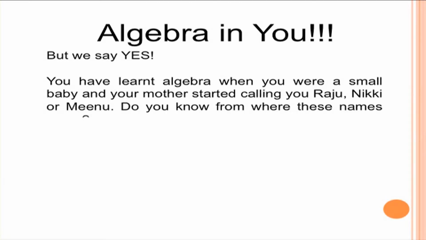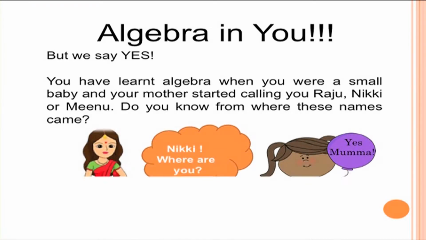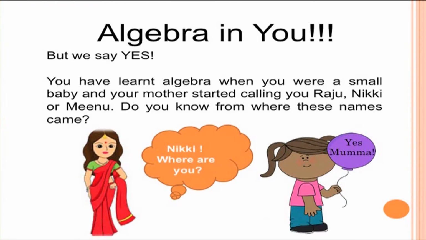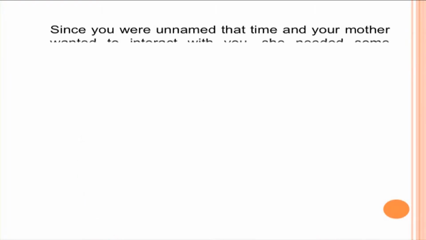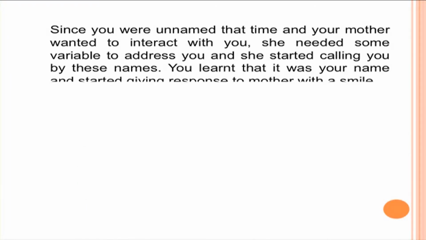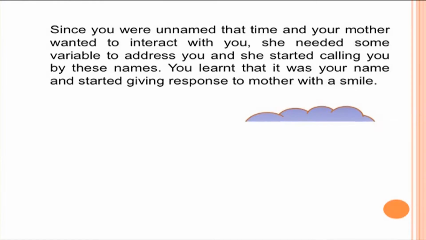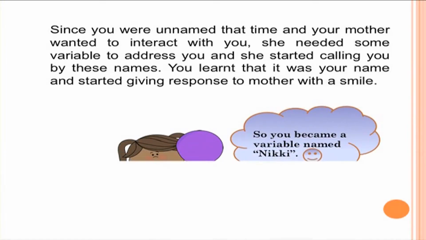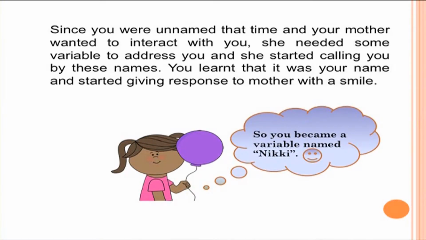But there is algebra in you, and so we say yes. You have learnt algebra when you were a small kid and your mother started calling you Raju, Nikki or Meenu. Do you know from where these names came? Since you were unnamed at that time and your mother wanted to interact with you, she needed some variable to address you, and she started calling you by these names.